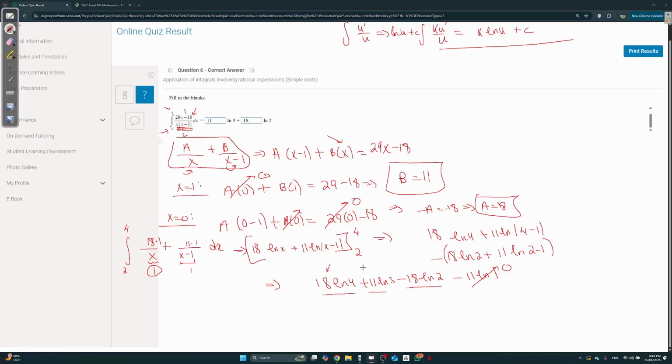You can factor out the 18 and 18. You're going to get 18 times ln 4 minus ln 2, plus 11 ln 3. Over here we know when you subtract lns, that means you just divide. So 18 ln 4 over 2 plus 11 ln 3. So what's 4 divided by 2? It's 2. So 18 ln 2 plus 11 ln 3. There you go.